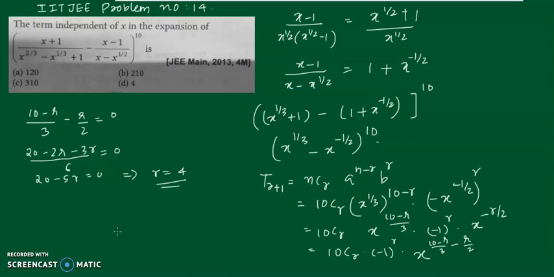So to get the term independent of x, we need to put r equal to 4. If you put r equal to 4, you will get T5. T5 will be equal to 10C4 into minus 1 raised to 4 into x raised to this power, which exactly becomes 0. So the term independent of x is 10C4, and the value of 10C4 is 210. So the correct option is option B.